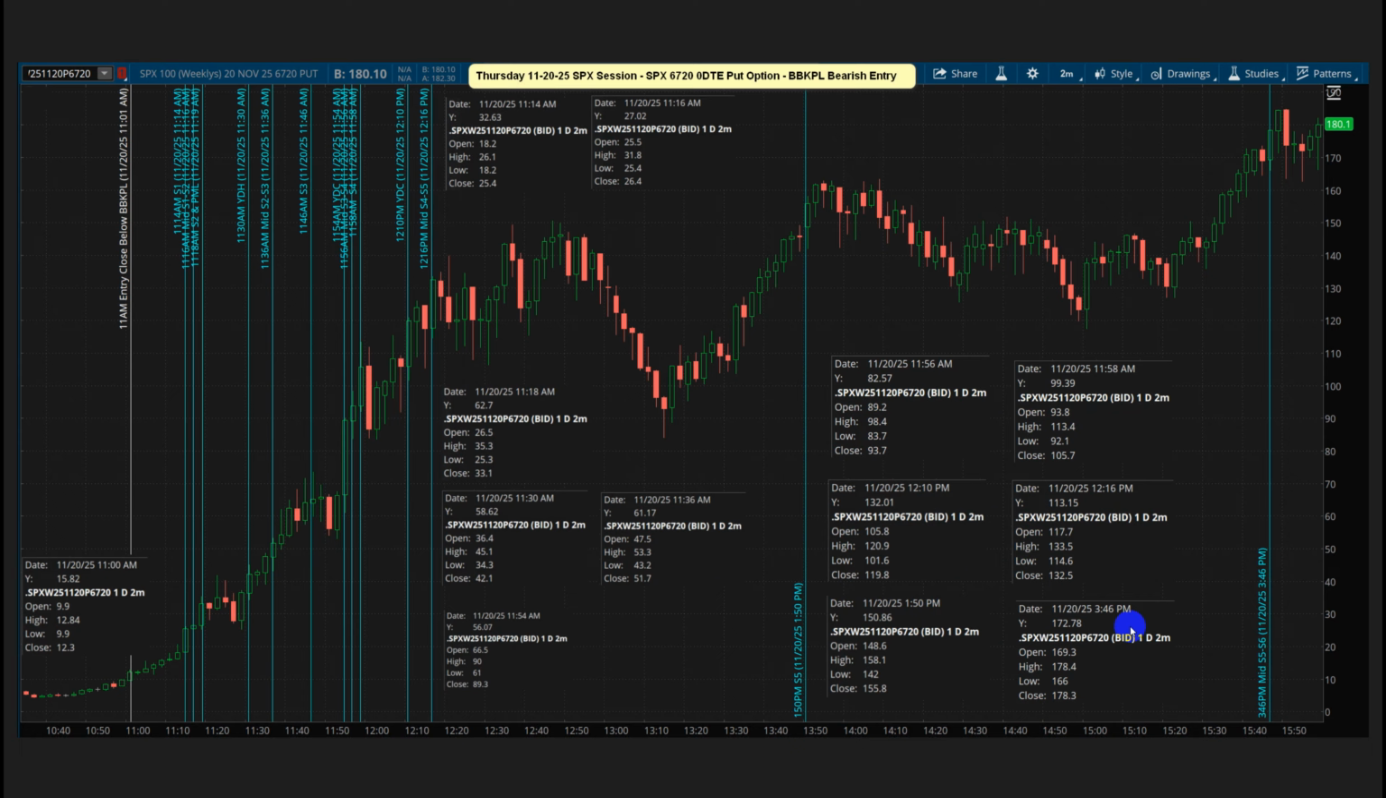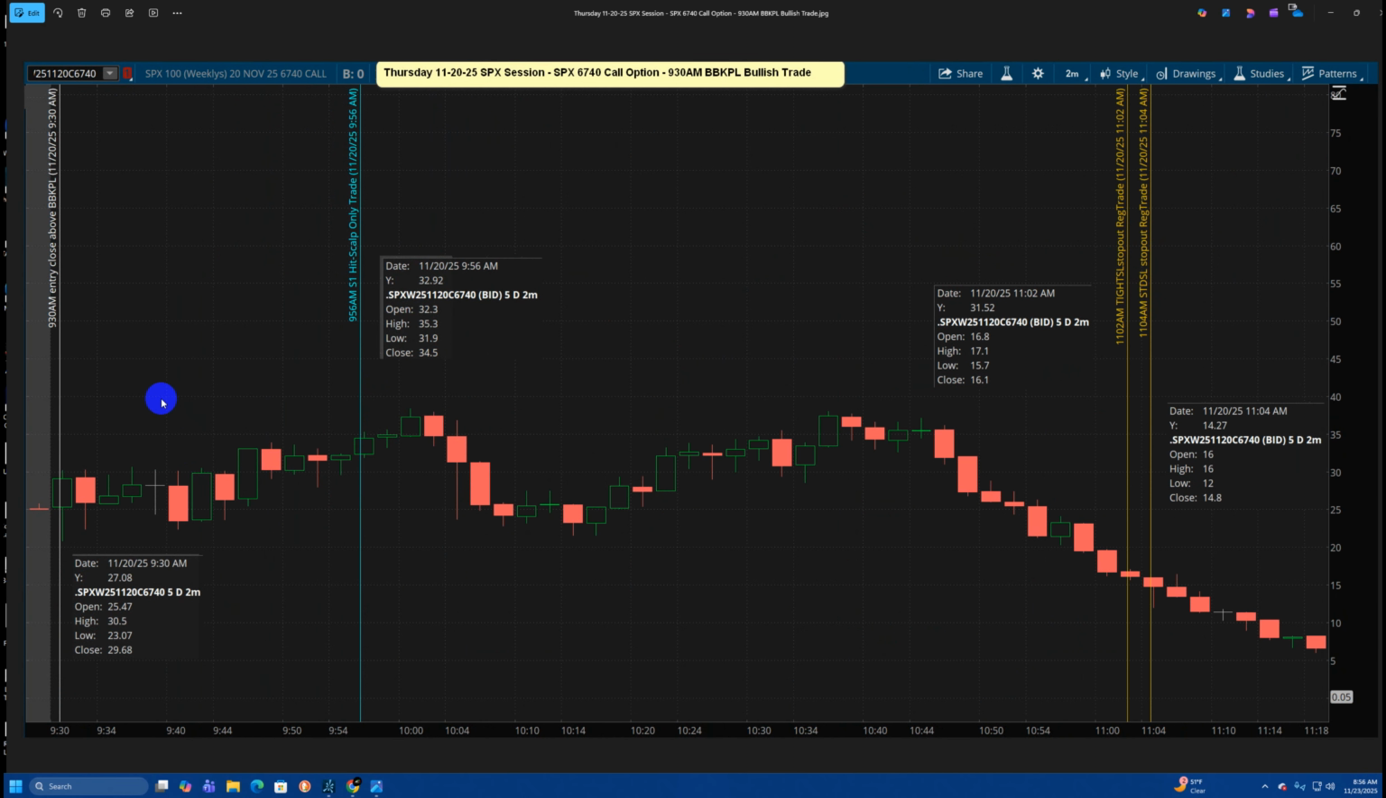Next, we'll take a look at the initial BBKPL bullish entry. Okay, so this was the 9:30 a.m. entry, 67.40 at the money standard play. Next, we have the scalp closeout here at 9:56. Here's the 11:02 a.m. and 11:04 a.m. Remember, the 11:02 a.m. is if you were not taking the closeout on the S1 scalp.